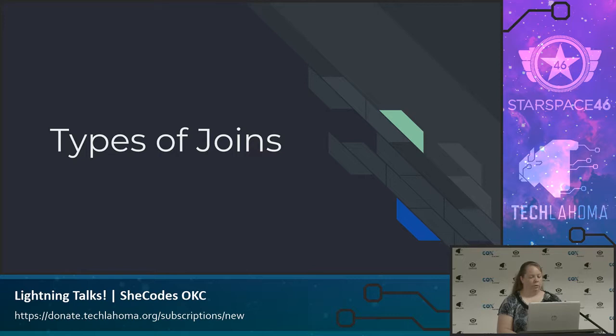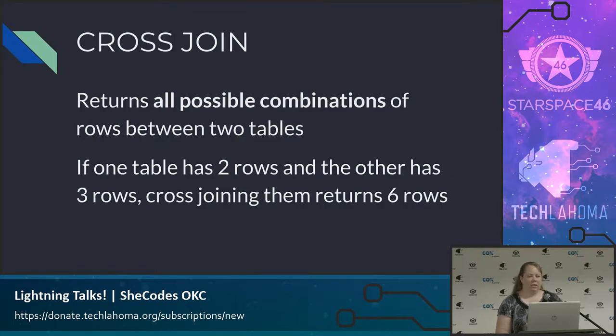So some types of joins. The first one, and I think the easiest to understand, is the cross join, but it's one that we rarely use. It's where we take all the possible combinations of rows between two different tables. So if the first table has 2 rows, and the other table has 3 rows, cross join gives us 6 rows because we have the first row from the first table and all 3 from the second. And then we have the second row from the first table and all 3 from the second.